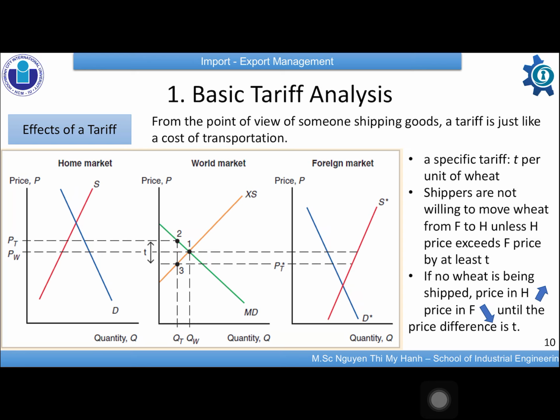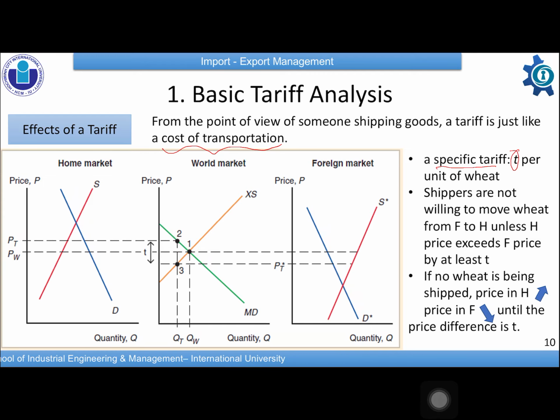From the point of view of someone shipping products, a tariff is just like a cost of transportation, because it increases the transportation cost, right? So they just consider it as a transportation cost. So we will see how the tariff affects the foreign country and the home country. Here we assume that they will impose a specific tariff equal to T per unit of width.